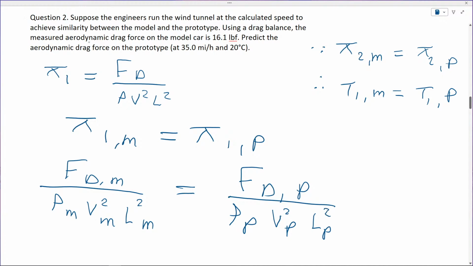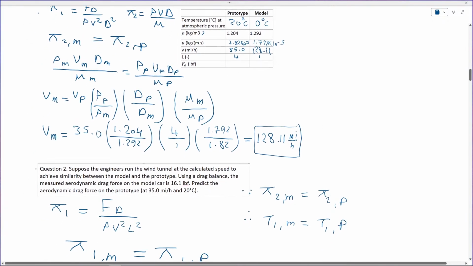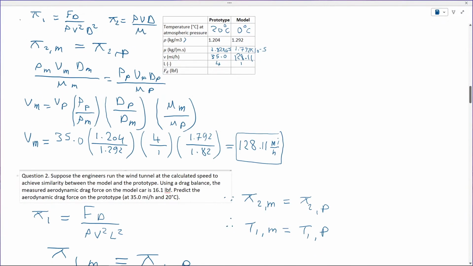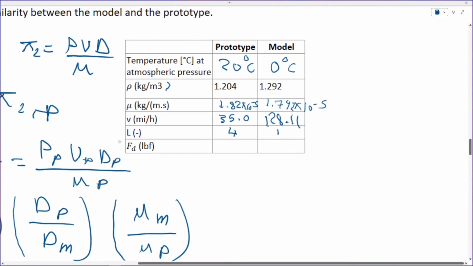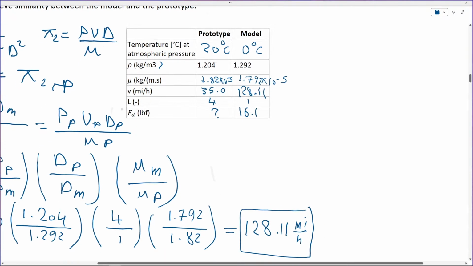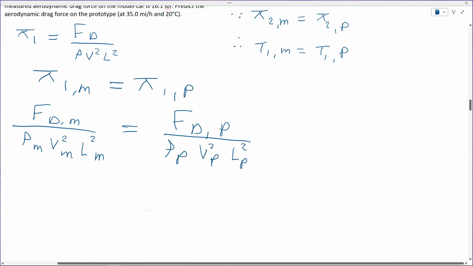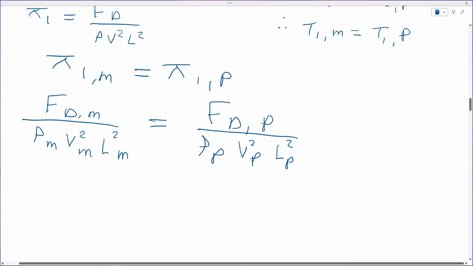So here we have a new piece of information. We have the model here. This is what we measured, 16.1, and we want to find this one. That's very simple, because now, look at this. We have the model, that's 16.1 or whatever.